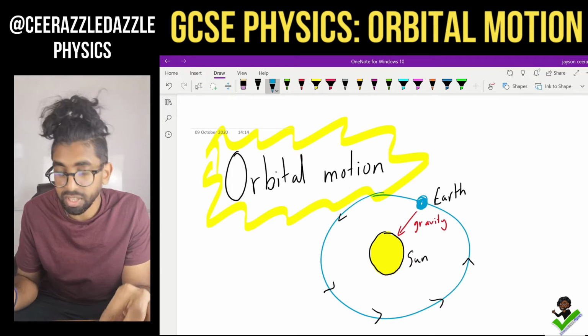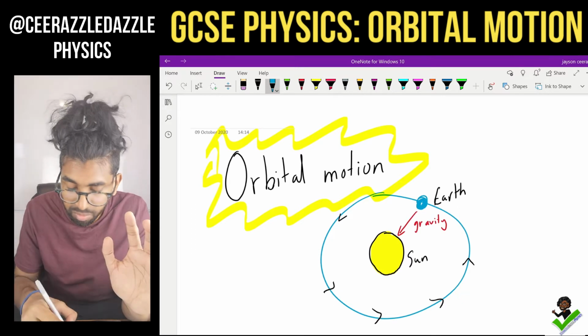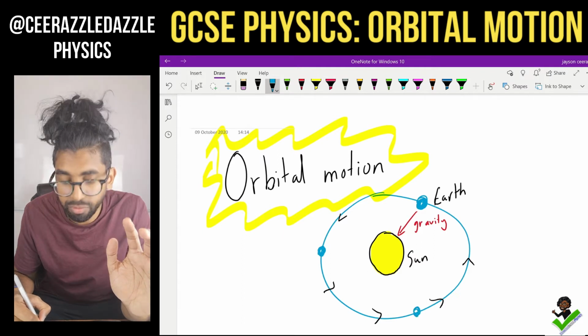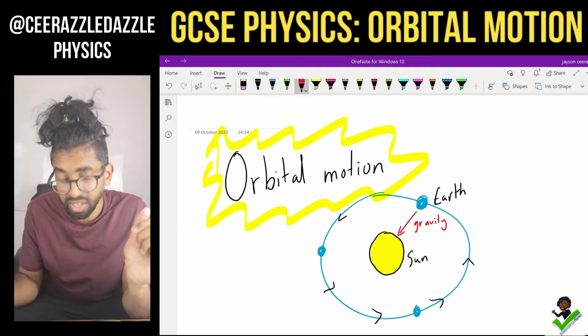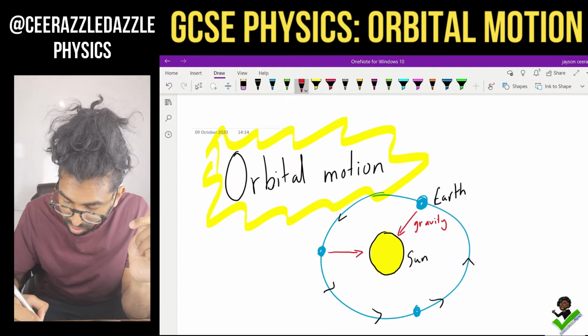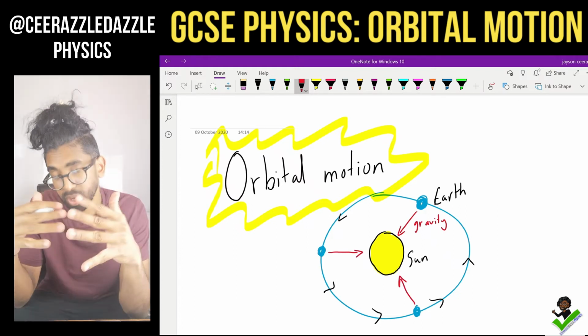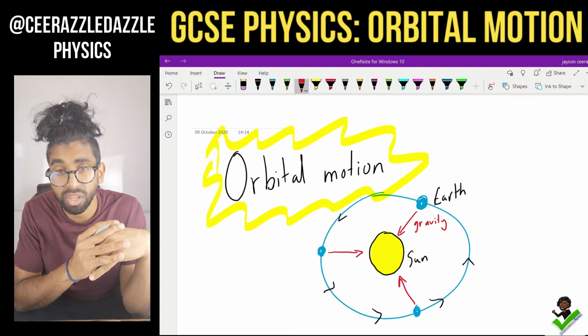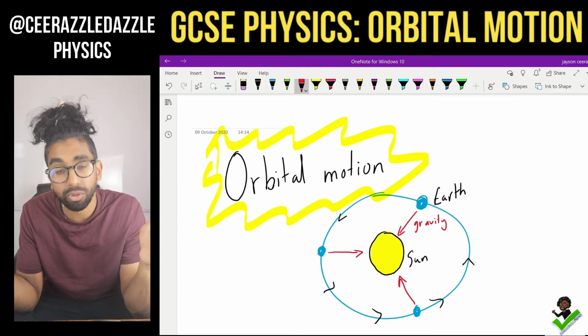So now, what happens if the Earth moves to this position or this position? Which way will the force be? Well, the force will be directly towards the Sun. So if you look carefully, we know that gravity is always pulling it inwards. So gravity acts to the centre of the circle. So there's a force which keeps the planets orbiting the Sun.